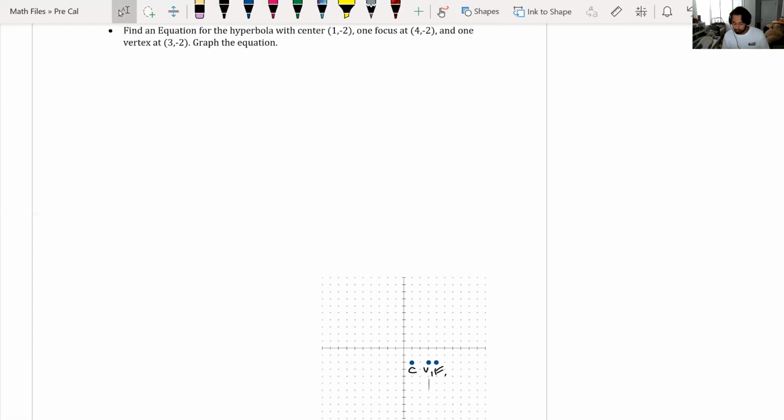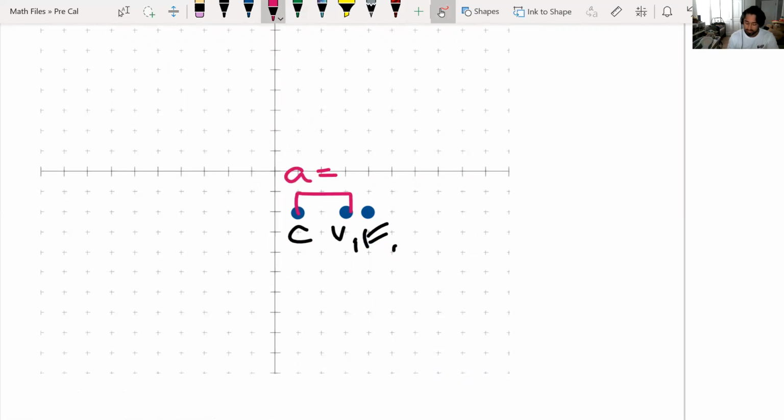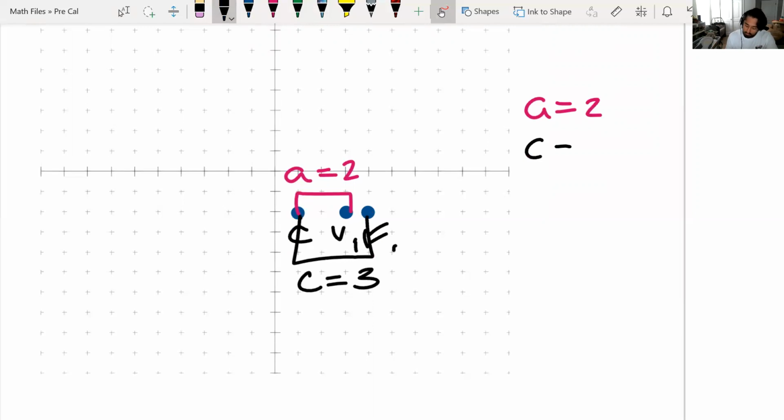All right, let's zoom in. And once again, remember the distance from center to vertex is A. So we know that A is now 2. The distance, whoa, wrong one. The distance from center to focus is C. So now we know that C is 3. So let me write these down over here. A is 2, and C is 3.